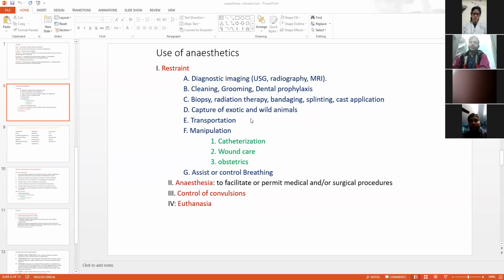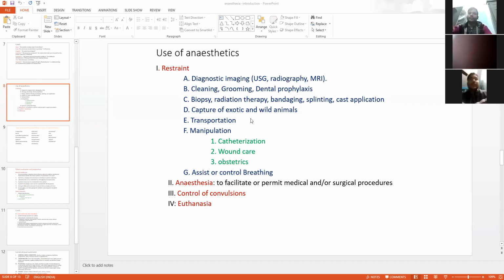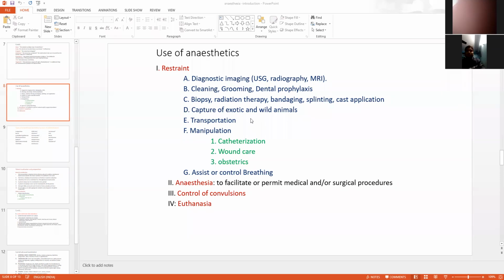Another one is cleaning, grooming and dental prophylaxis. In most dental cases in human beings, most surgical interventions, even tooth extraction and dental scaling, small manipulations in dental work. Suppose you are interested in removing tartar in a dog, you cannot go without the use of anesthesia.